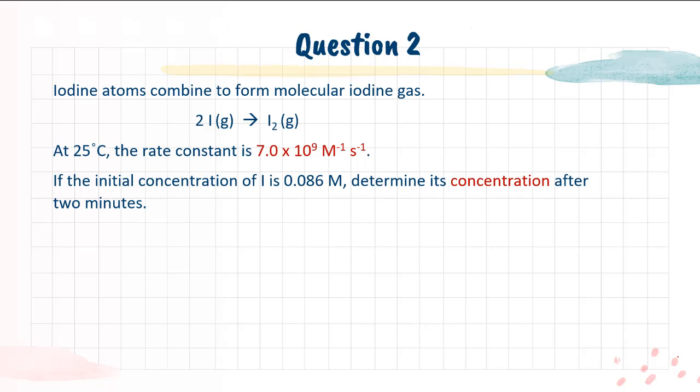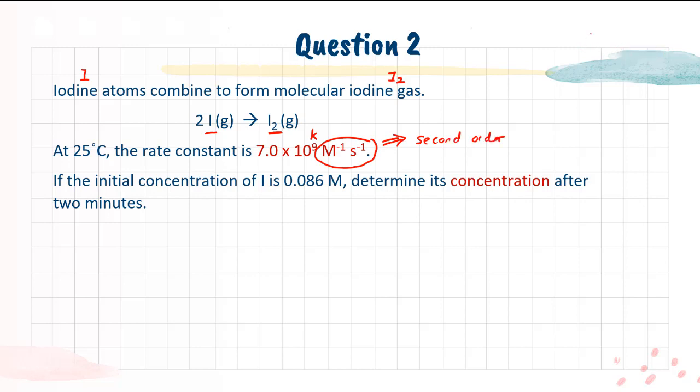In the example question given here, we have iodine atoms, which is I, combining to form molecular iodine gas, which is I2. Iodine gas has the formula I2, while an iodine atom refers to a single I. At 35 degrees Celsius, the rate constant given here is 7.0 times 10 to the power of 9, and the unit refers to the rate constant, which is the k. Remember that the unit of k differs for different orders of reaction. In this case, per molar per second refers to a second order reaction.